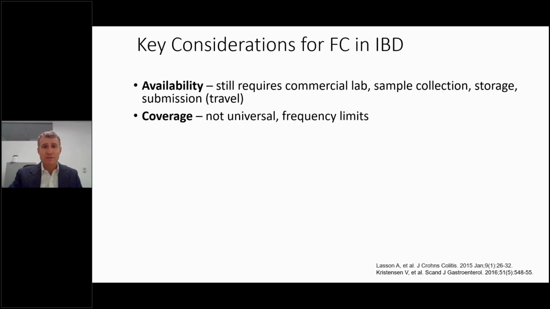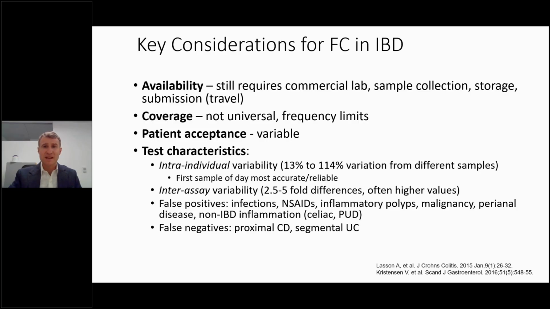Coverage for fecal calprotectin varies. It's not universal. We find plans that cover it widely. We find some plans that don't cover it at all. There are also plans out there that actually have frequency limits. So some plans in my area, for example, will cover 1 fecal calprotectin per year, but no more, and any more go directly to out-of-pocket costs for the patients. And patients may not like performing stool tests. So we know that patient acceptance is variable, and it really depends on an individual patient. We'll talk about some strategies about how we improve patient acceptance, but it's not their idea of a great time to be poking their poop usually.